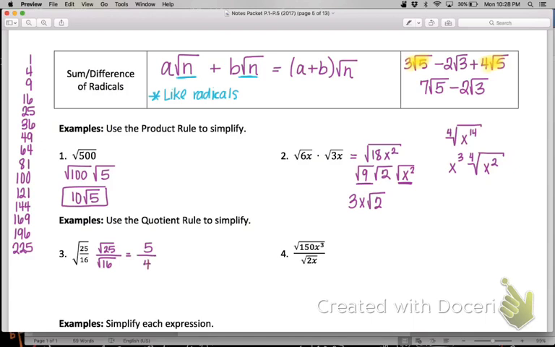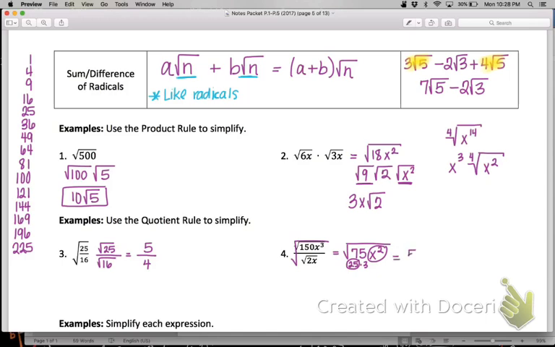On example 4, the first thing I would do is combine this into one square root and see if I can simplify that. So 150 divided by 2, that gives me 75. And x to the 3rd divided by x gives me x squared. Now 75 is 25 times 3. 25 is a perfect square, and x squared is a perfect square. So I get to bring both of those things out.